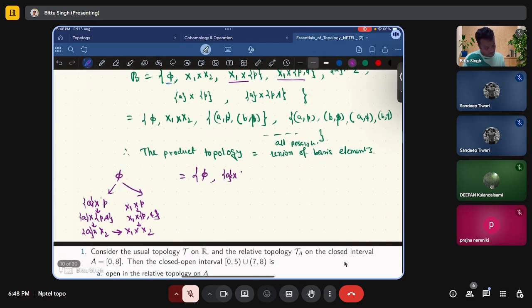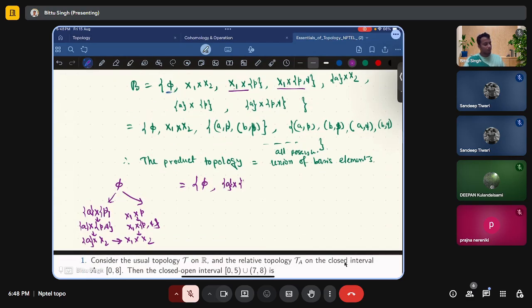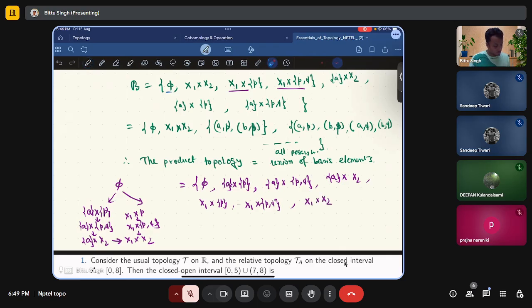Yes, A cross P. Those kinds of brackets will be there. A cross P, then A cross Q, then A cross X2, and X1 cross P, X1 cross Q, X1 cross X2. Now we need to take all such possible unions. For example, we can take union of unions. So there are also more relations.